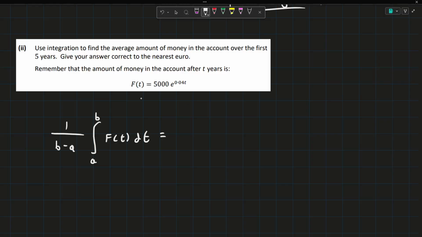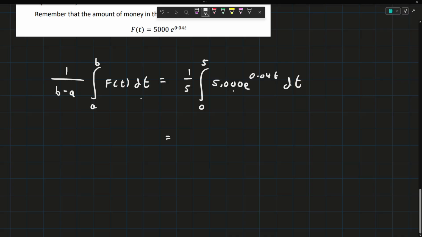So how are we going to do that? Well, our limits are going to be b is 5 and a is 0 because it's the first 5 years. So 1 over 5 minus 0 is just 1 over 5, times the integral between 0 and 5 of 5,000 e to the 0.04t with respect to t. So basically we can take that 5,000 to the outside because it's a constant multiple. You might not do it this way, but it's kind of the same either way. It just makes the inside a little easier to deal with, so e to the 0.04t dt.